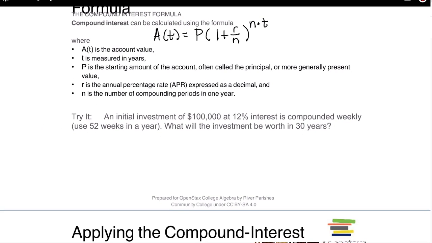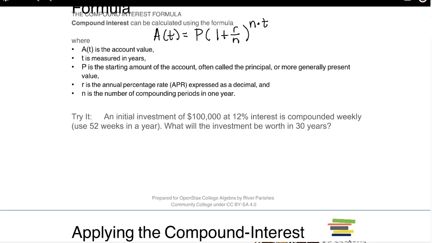We are in part 2 of 6.1 and we're picking up with compound interest. Compound interest can be calculated using the formula A of t equals P times 1 plus r over n, to the n times t. A of t is the account value over time. t is measured in years.